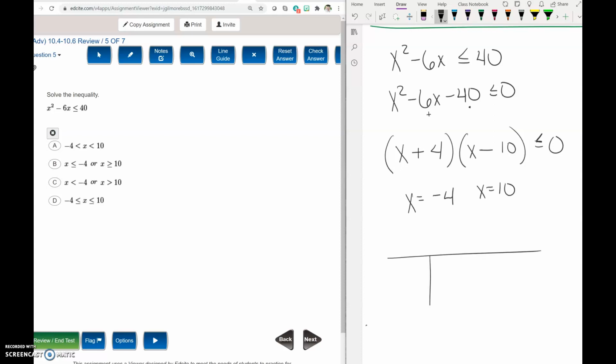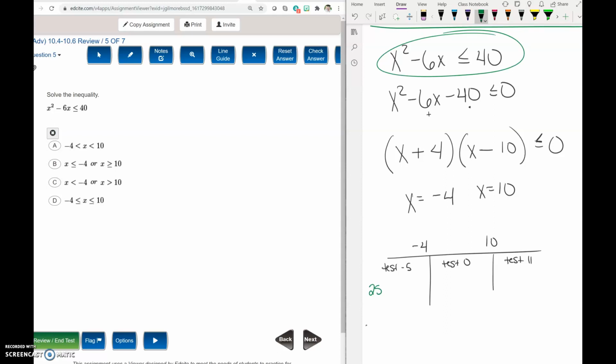So same thing, I'm going to make this little chart. -4 is one of our key points, 10 is the other key point. So I'm going to test -5, I'm going to test 0, and I'm going to test 11. So if I test -5, now remember you're going back up to the original problem. So -5 squared is 25.